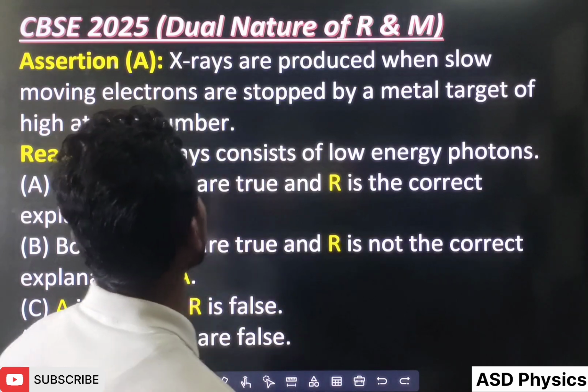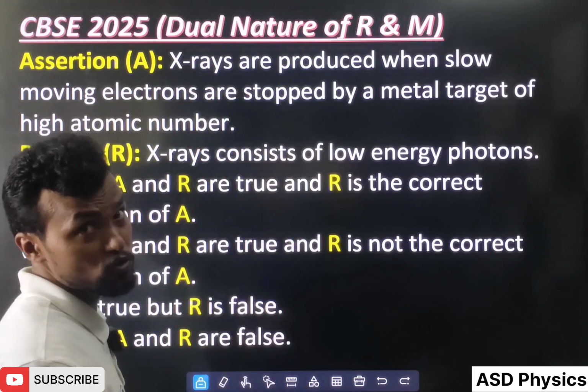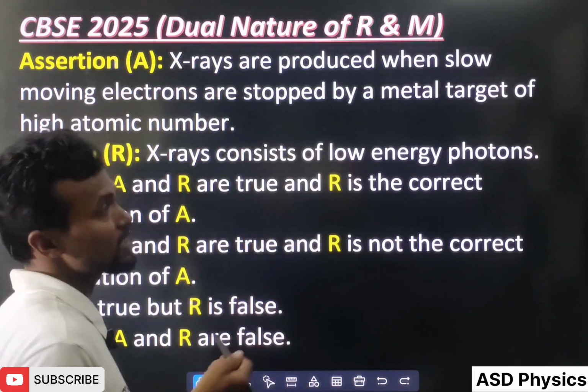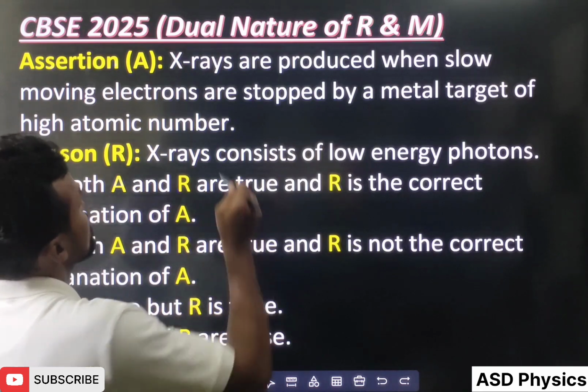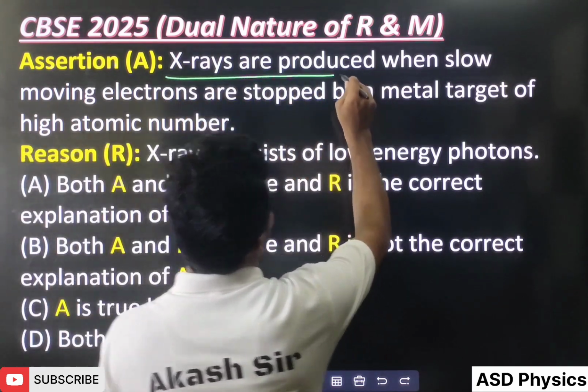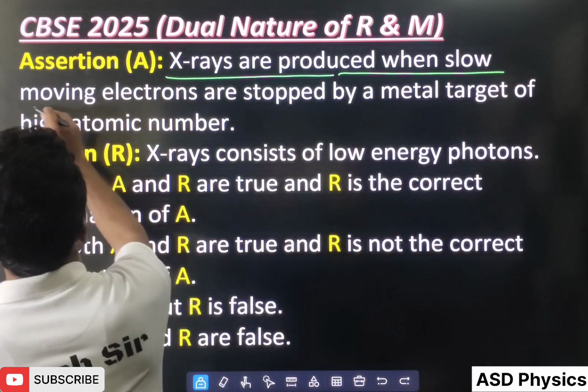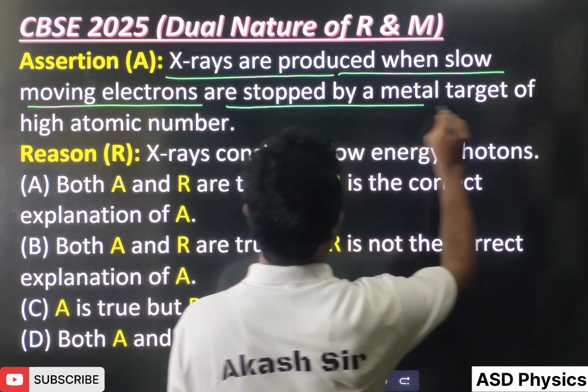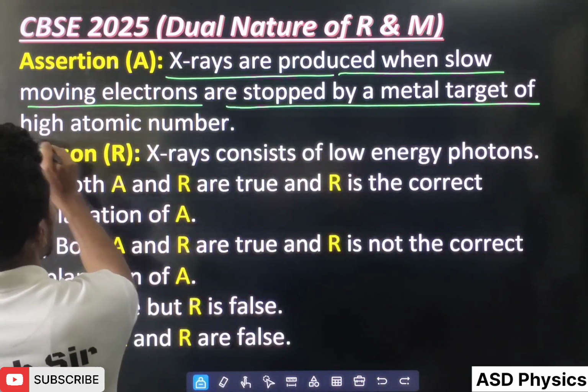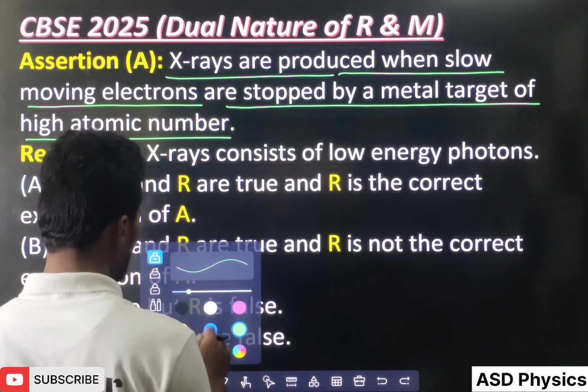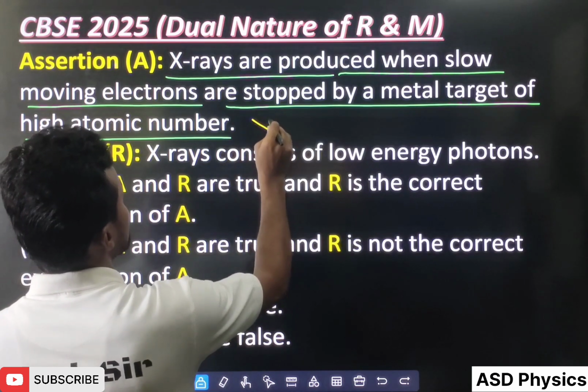Okay, so see here now, X-rays they have asked. I told you, this is not part of the JEE syllabus, but they are asking here, so we have to prepare all the things. So see here, X-rays are produced when slow-moving electrons are stopped by a metal target of a high atomic number. No, this assertion is wrong.